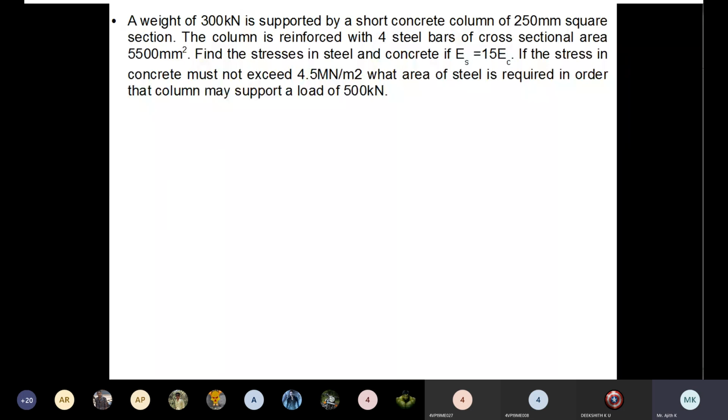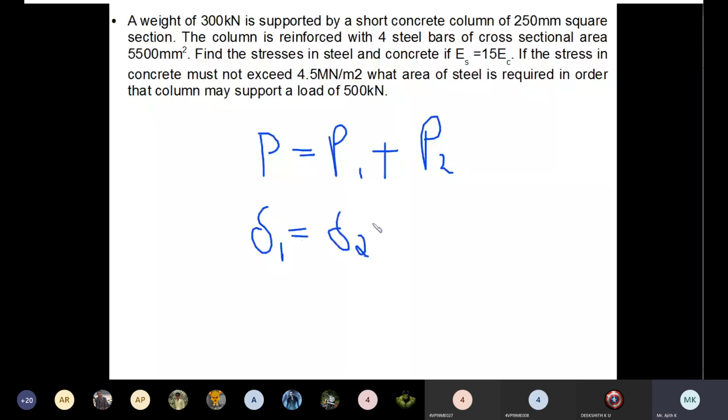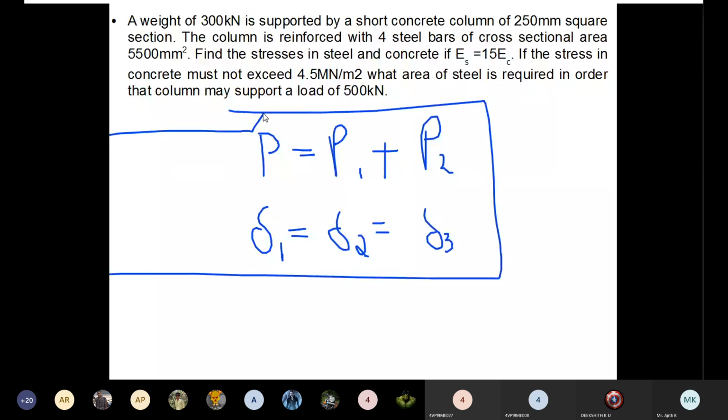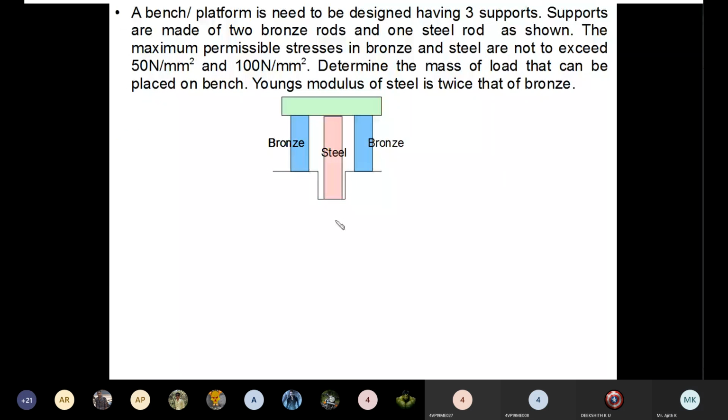In composite bars, you have to remember only these two steps to solve any problem. Total load is equal to P1 plus P2, plus P3 if there is one more material, and delta 1 is equal to delta 2, and delta 3 if there is one more material. Usually in the external exam you will have one problem from composite sections and one problem from temperature stresses. So we'll move to the next problem now.